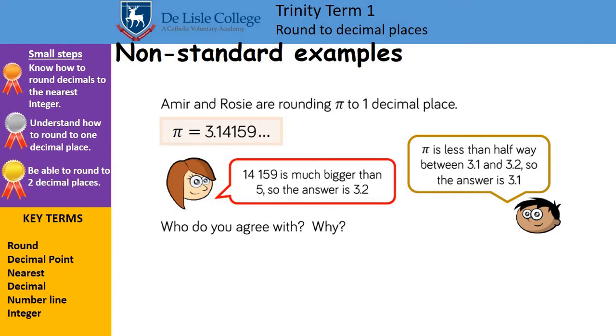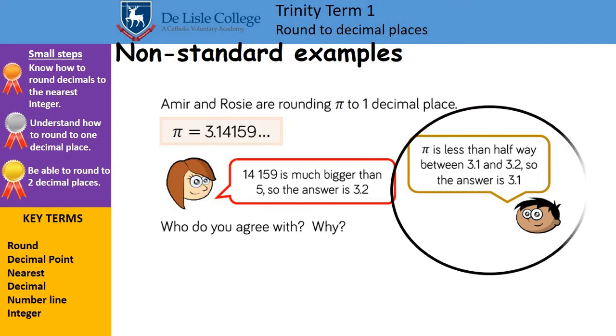Rosie says 3.14159, so she's looking at this element, which is much bigger than 5. So the answer is 3.2. Whereas Amir says pi is less than halfway between 3.1 and 3.2, so the answer is 3.1. Just pause the video and think about who you agree with and why.